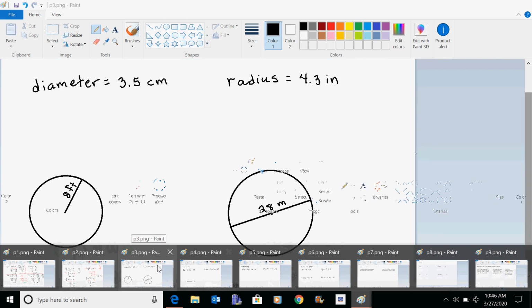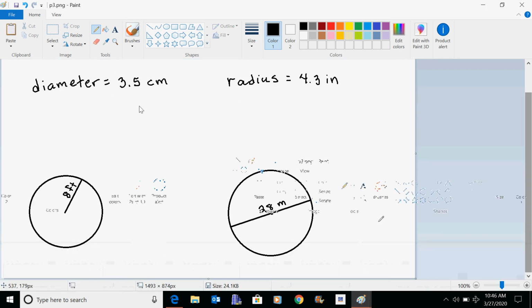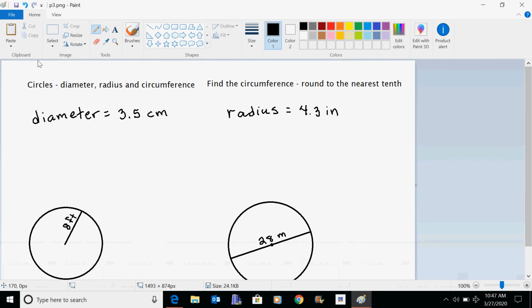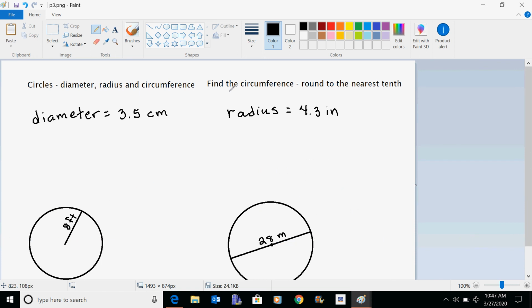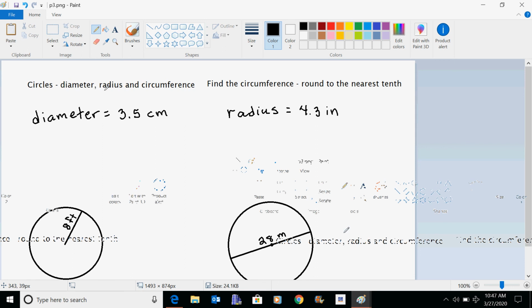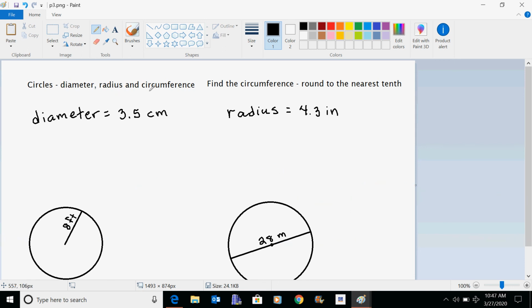The other thing that we need to go back over is how to handle when you're trying to find circumference. So our directions for these problems are find the circumference and round to the nearest tenth. Now we know that you can have a decimal form and you can have a fraction form for pi. 3.14 is our approximate pi for the decimal form, 22/7 for the fraction form if you prefer that one. And we'll just take a look here and see what makes sense.